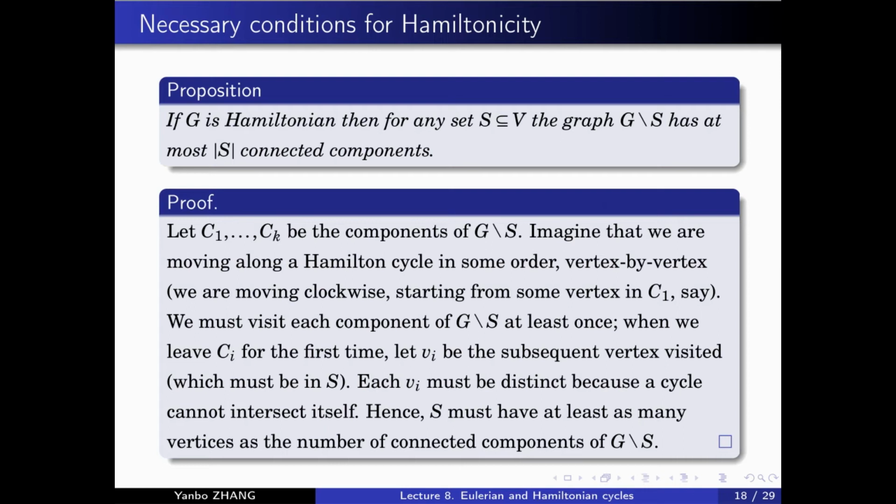When we leave Ci for the first time, let Vi be the subsequent vertex visited, which must be in S. Each Vi must be distinct because a cycle cannot intersect itself. Hence, S must have at least as many vertices as the number of connected components of G minus S.